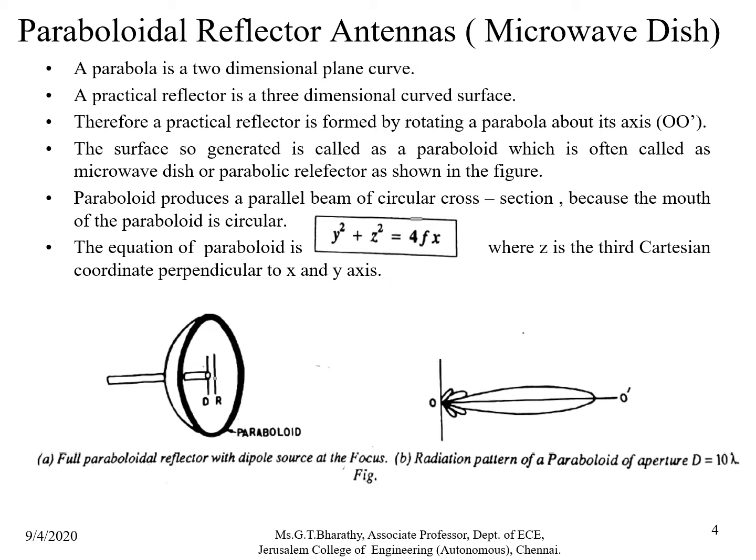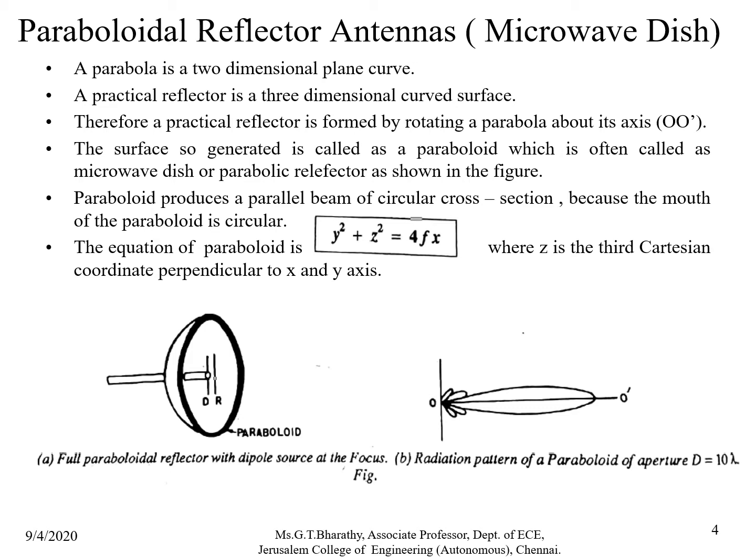So next is paraboloid reflector antennas, which is called a microwave dish. Parabola is a two-dimensional plane curve. A practical reflector is a three-dimensional curved surface, which we call paraboloid reflectors, or commonly microwave antennas or microwave dish antennas. So how is this formed? This is formed by rotating the parabola about its axis O dash. The surface generated by this method we call a paraboloid, which is often called a microwave dish or a parabolic reflector, as shown in the diagram.